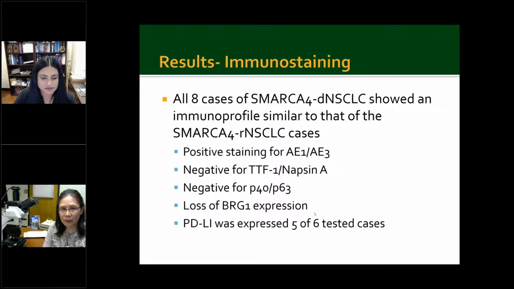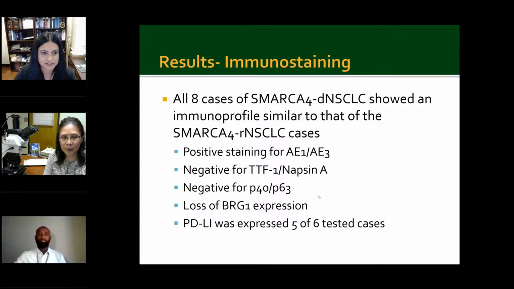So at our institution, we also do NGS currently, but I'd love to be able to get the BRG1 stain. That would be really much faster to identify these patients and these tumors.